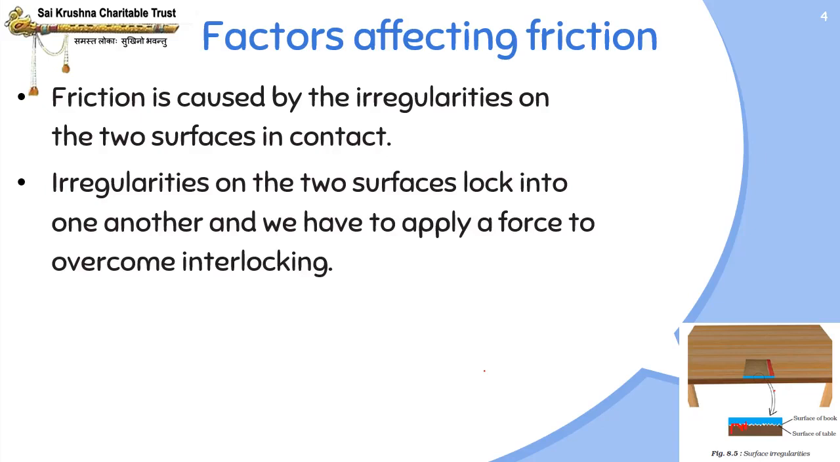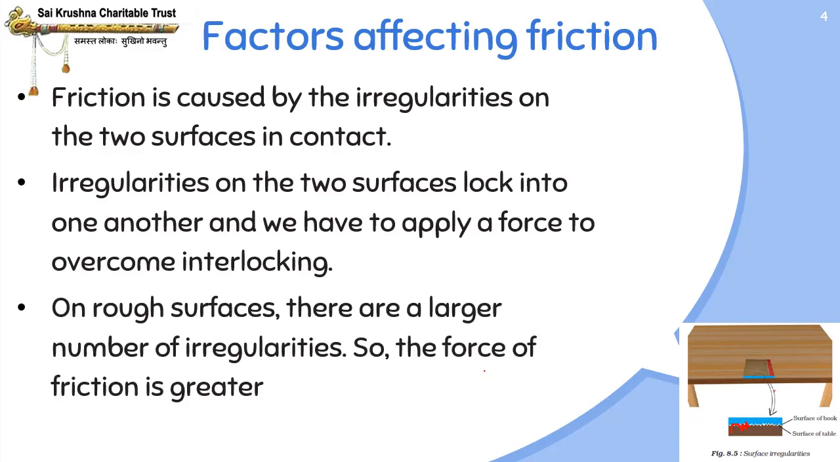These would not be visible through our normal naked eyes, but if we take a high power microscope, we would be able to view these irregularities. Now these irregularities would lock into one another. And then due to this interlocking, there has to be a force applied to overcome the interlocking. Now if the surfaces are rough, there would be a larger number of these irregularities. So the force of friction would be greater and the force required to overcome this friction also would become more.